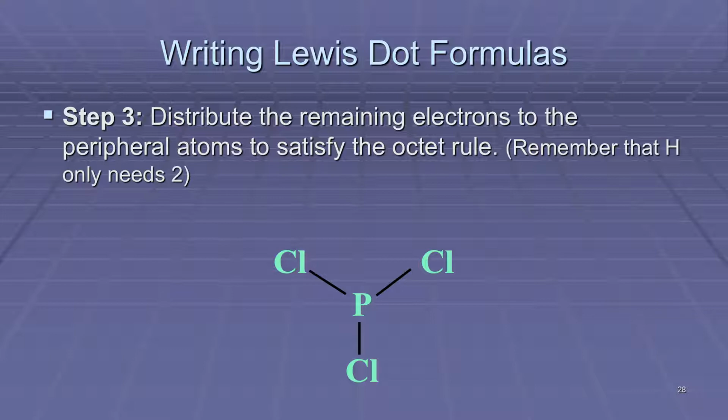So step 3 is to distribute the remaining electrons to the peripheral atoms to satisfy the octet rule. Don't forget that hydrogen only needs that 1 bond and it's satisfied. So again, follow these rules. Don't worry about the center atom till the end. If I have 20 electrons left and each chlorine needs 6 more, I put them on there. So now I've used up 24 out of my 26 electrons.